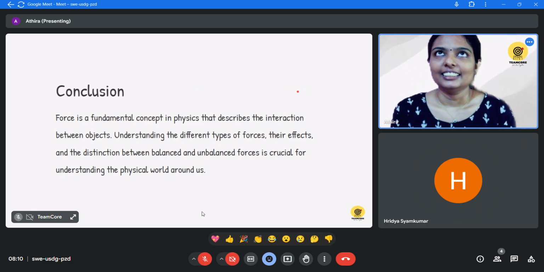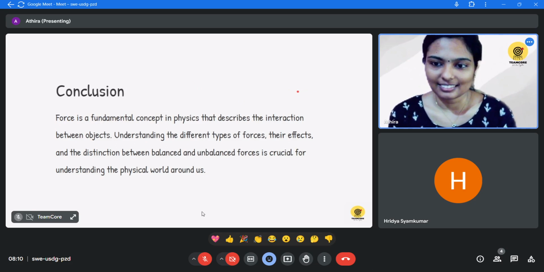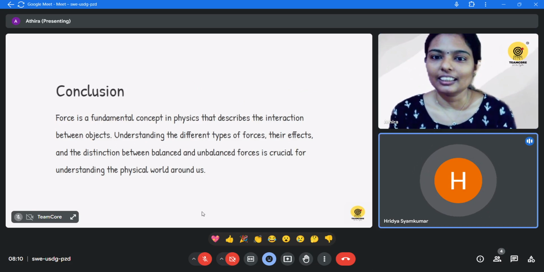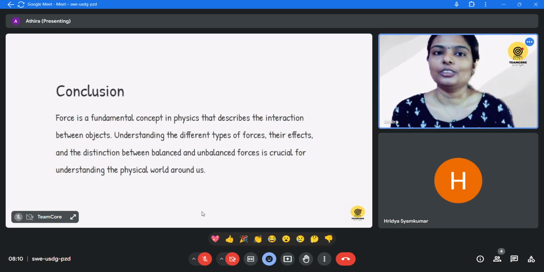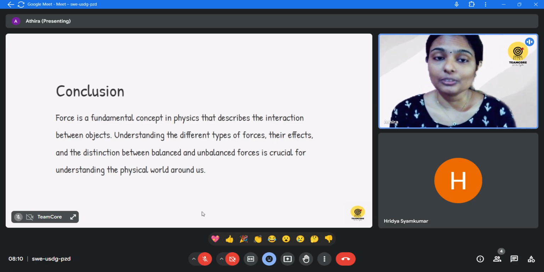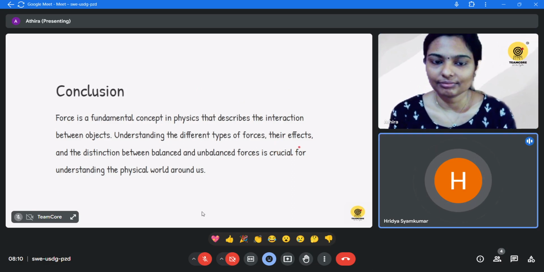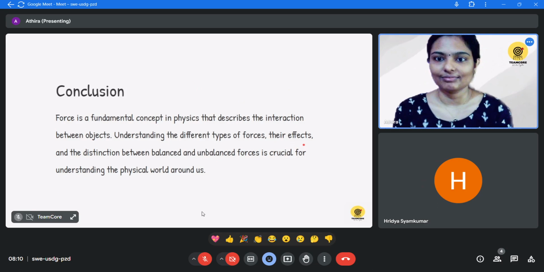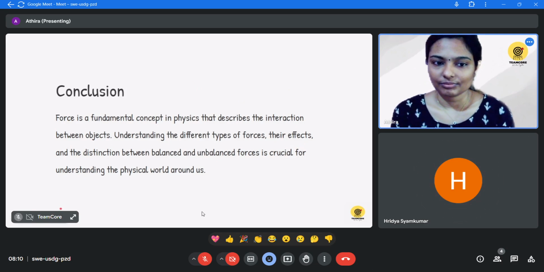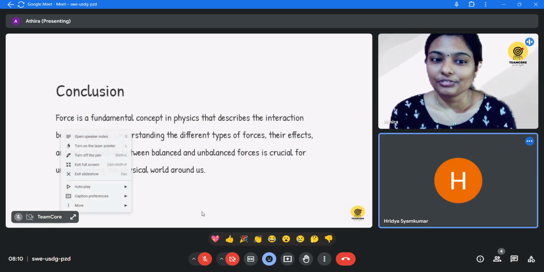Okay. Then we had learned about the types of forces. Contact and non-contact force. Very good. And can you give some examples for contact force? Muscular force and frictional force. Okay.